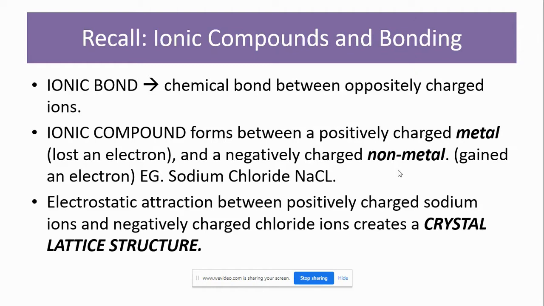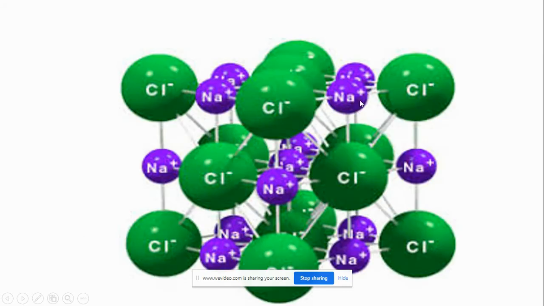Okay, so let's recall a bit from our last lesson. What is an ionic bond? An ionic bond is a chemical bond between oppositely charged ions, and an ionic compound forms between a positively charged metal, which has lost an electron, and a negatively charged nonmetal, which has gained an electron. An example is sodium chloride. Sodium is a metal and chlorine is a nonmetal, and they come together to form an ionic bond. The electrostatic attraction between the positively charged sodium ions and negatively charged chloride ions creates this very strong crystal lattice structure, which looks like this. They have very high melting and boiling points because it's really hard to break these apart.